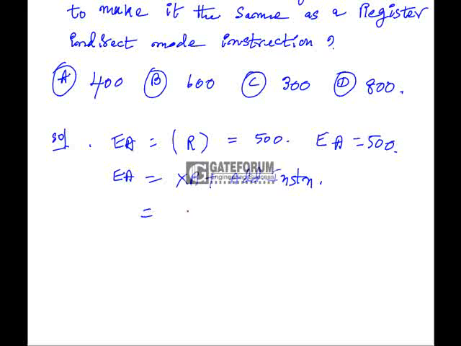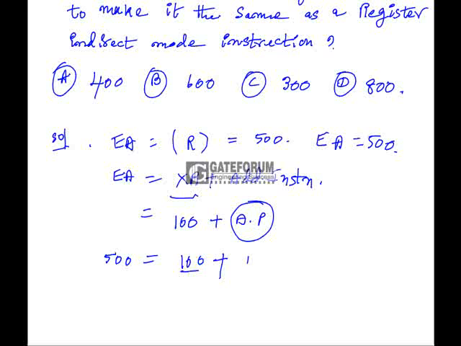So now here, what is the index register value? It is 100, and the address part of the instruction we do not know. The question is what must be the address part of the instruction in order to make it the same as the register indirect mode instruction. That means if you want to get the same operand, the same effective address must be there. So now the effective address of register indirect is 500. This must be equal to the effective address of the indexed addressing mode instruction.